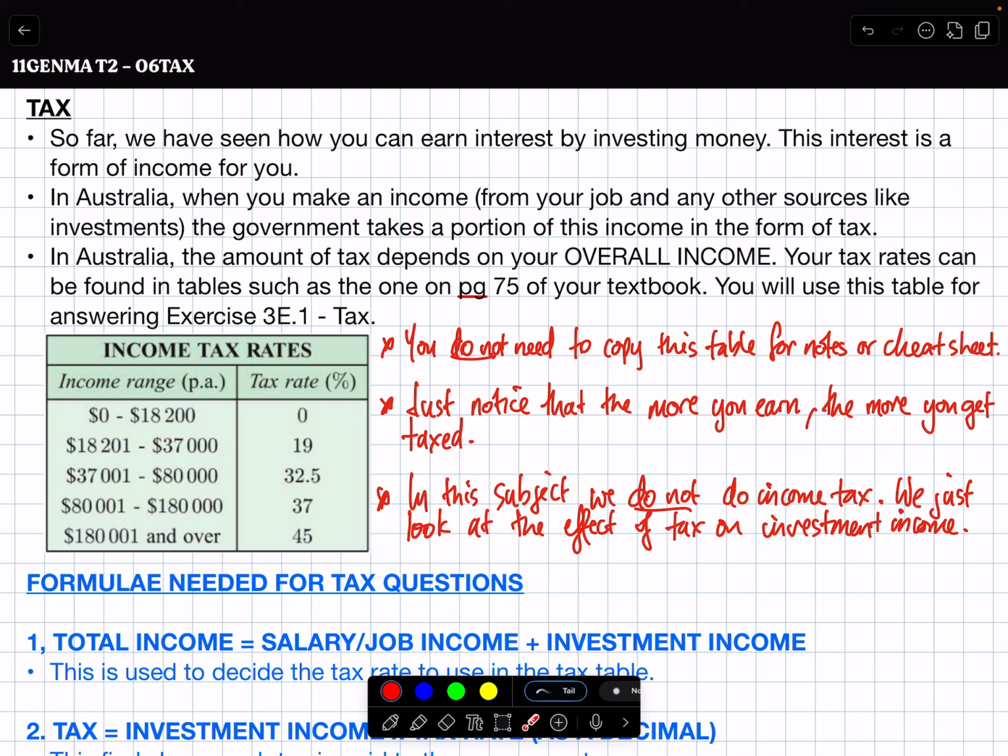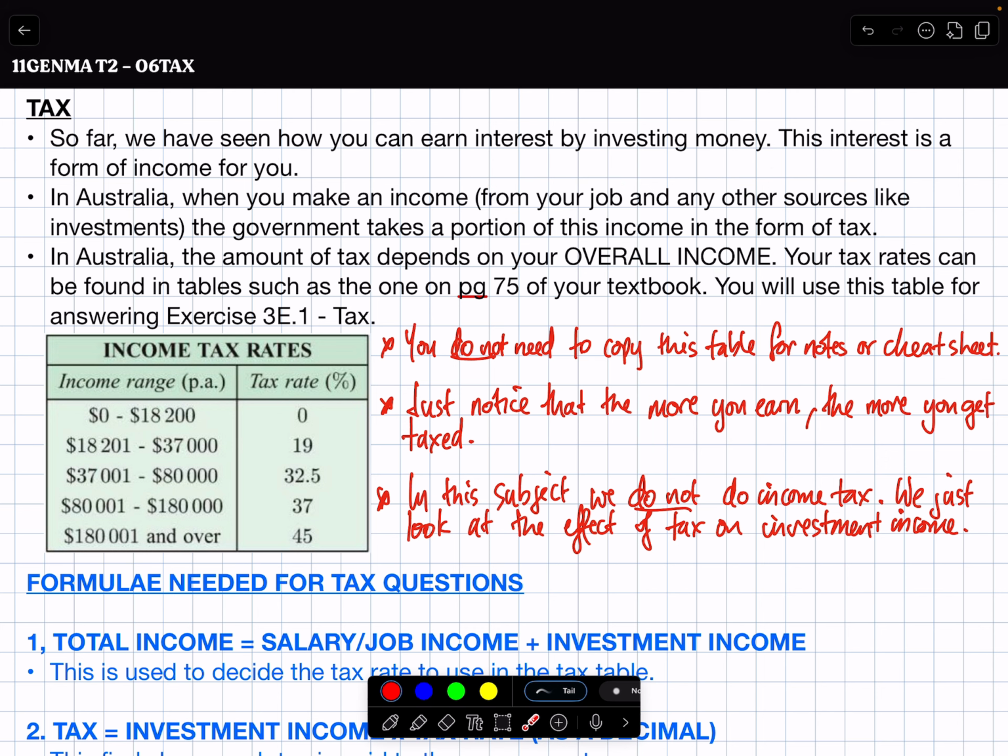So far, we've seen how you can earn interest by investing money. This interest is a form of income for you. So in Australia, when you make an income, either from your job or any other sources like investments, which is what we're dealing with here, the government takes a portion of this income in the form of tax. The amount of tax depends on your overall income from your job and any other sources.